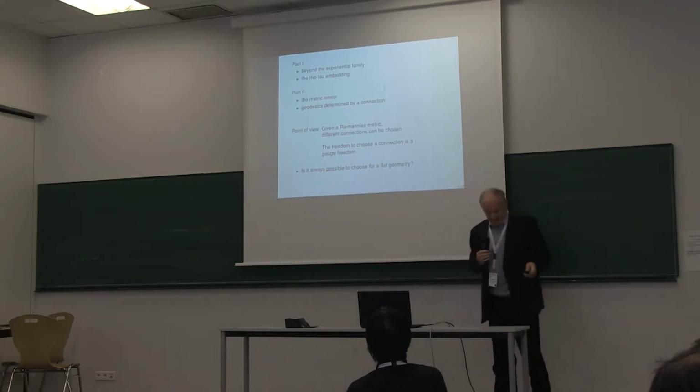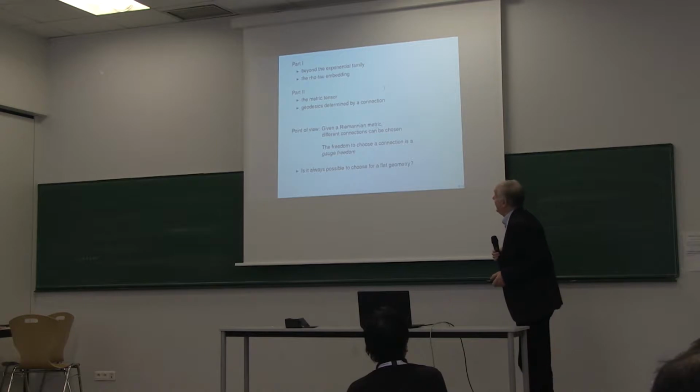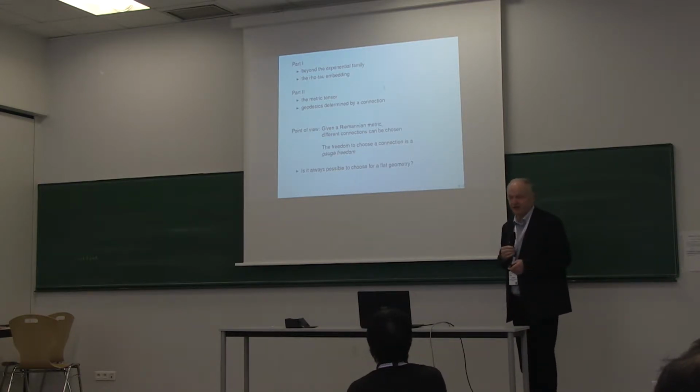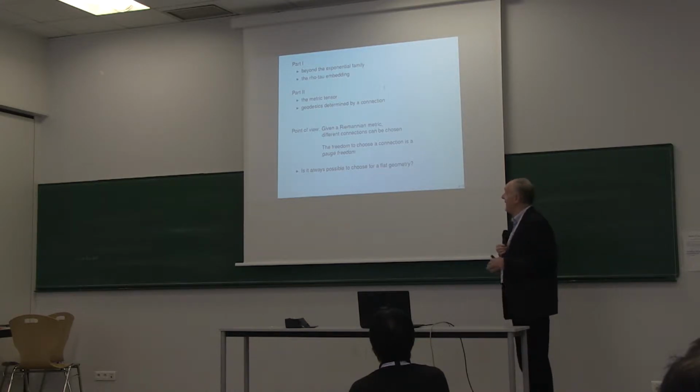Yeah, so in part one, the context of generalizing exponential family has been touched upon, and the rho tau embedding has been explained. So in the whole remaining of the talk here, rho and tau are two given strictly increasing functions, and we assume them to be continuous and sometimes even a little bit more technical assumptions.